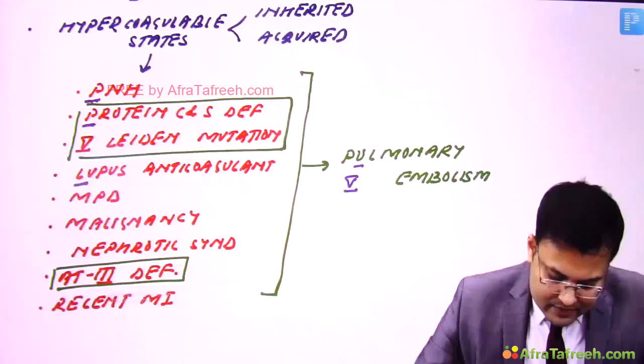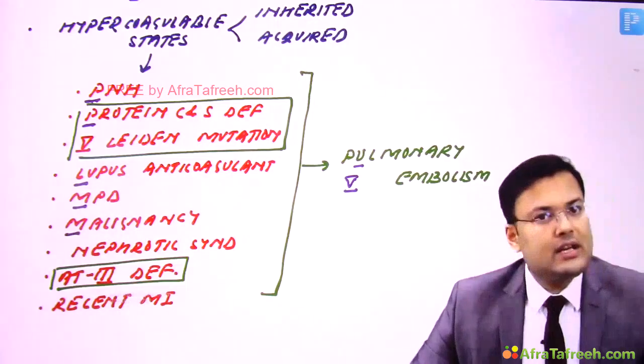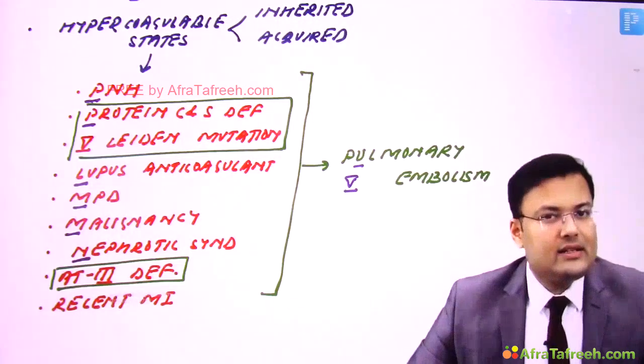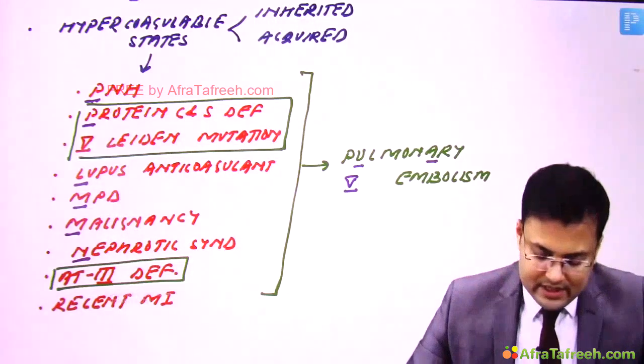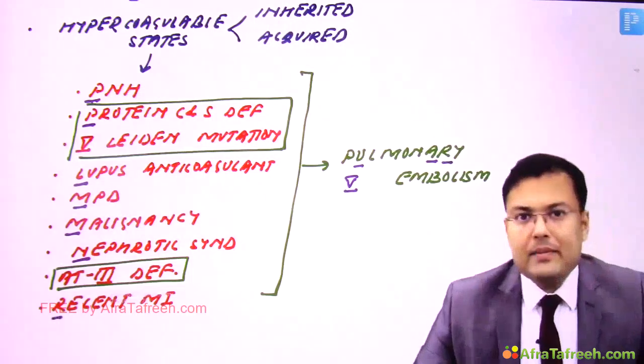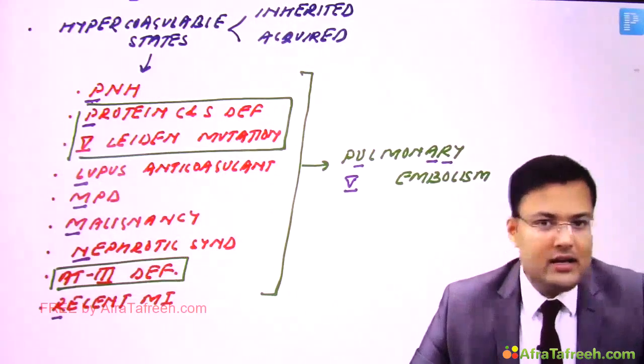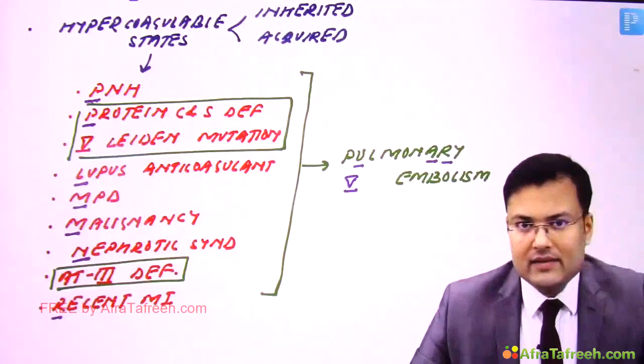M, myeloproliferative disorders and malignancy. N, that is nephrotic syndrome. A, antithrombin 3 deficiency, and R, recent MI or recent myocardial infarction. So these are the risk factors.